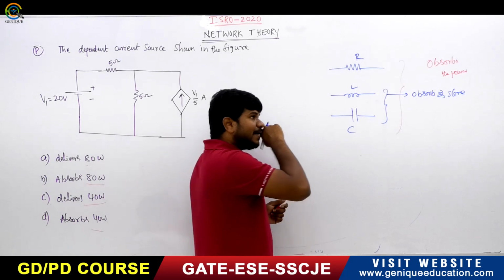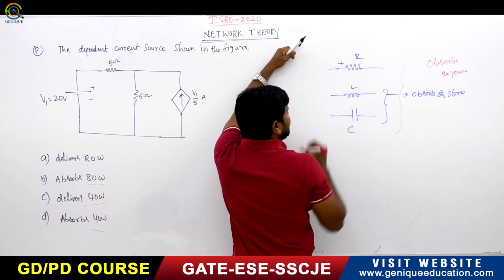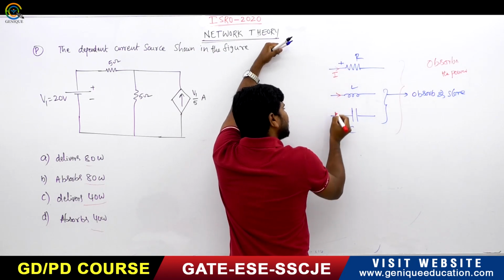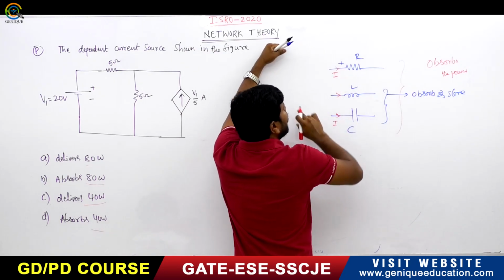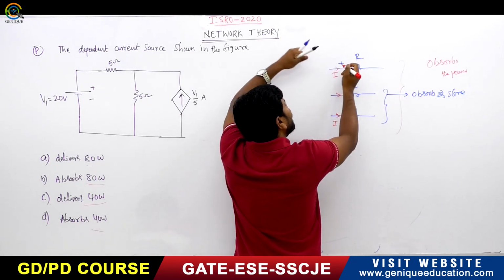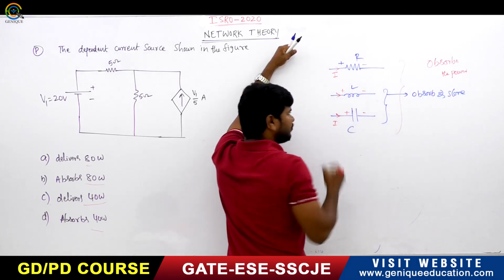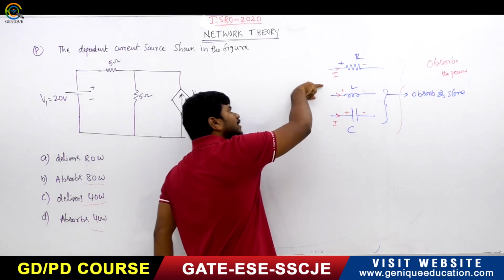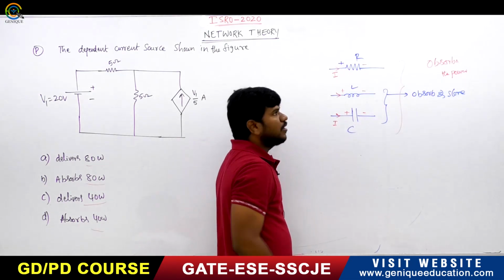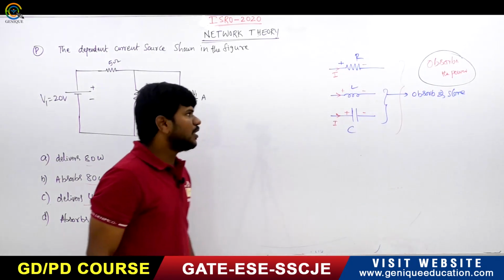Let us suppose the current is going like this. What notation do we have to take? Wherever the element is absorbing the power, we should think of that terminal as positive, and the other as negative. Whenever the current enters the positive terminal, the element will absorb the power.